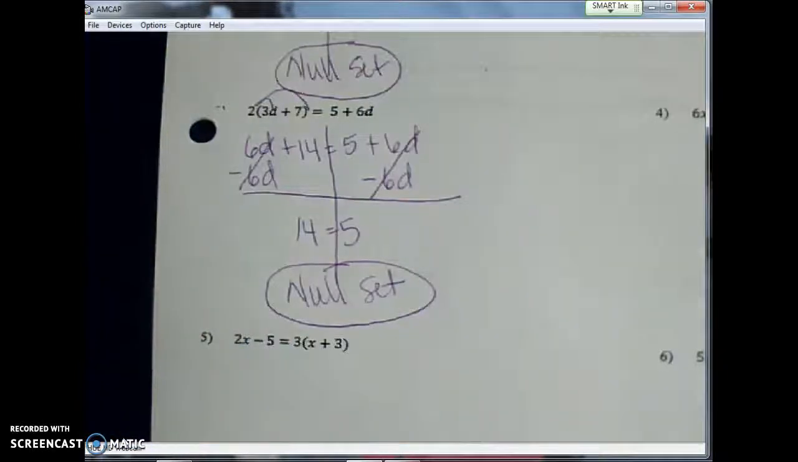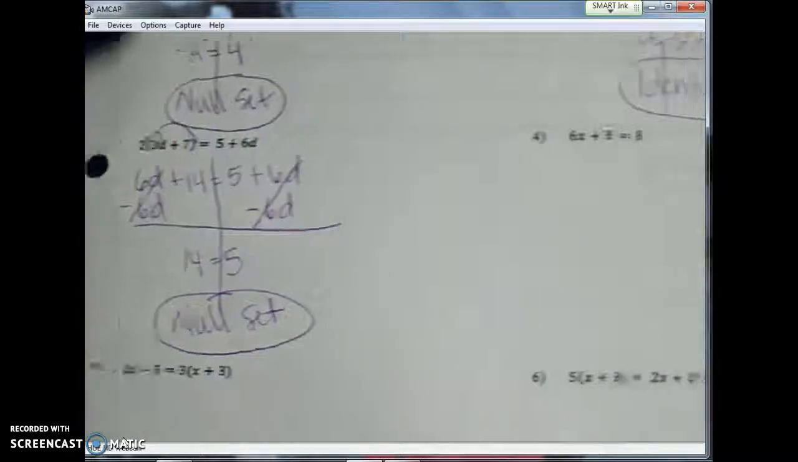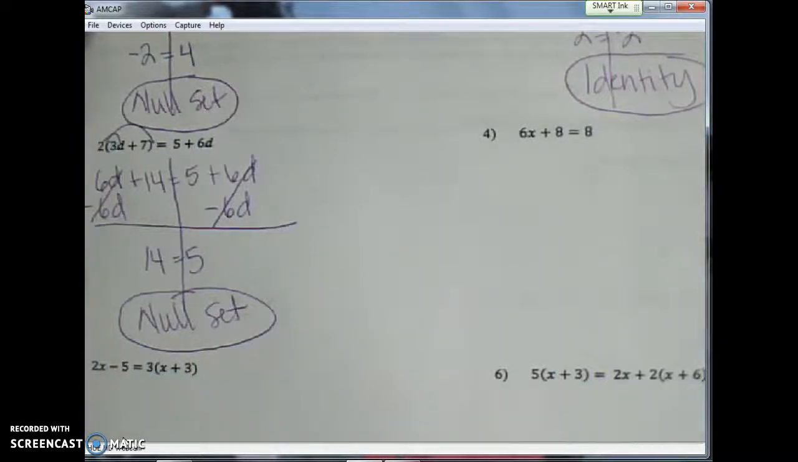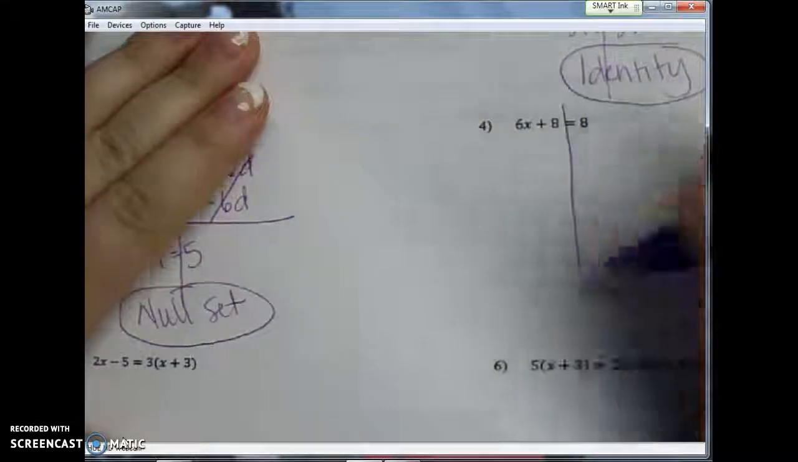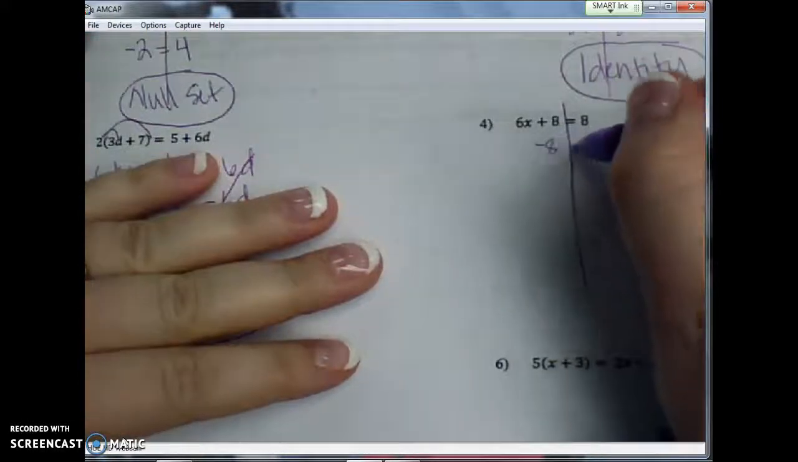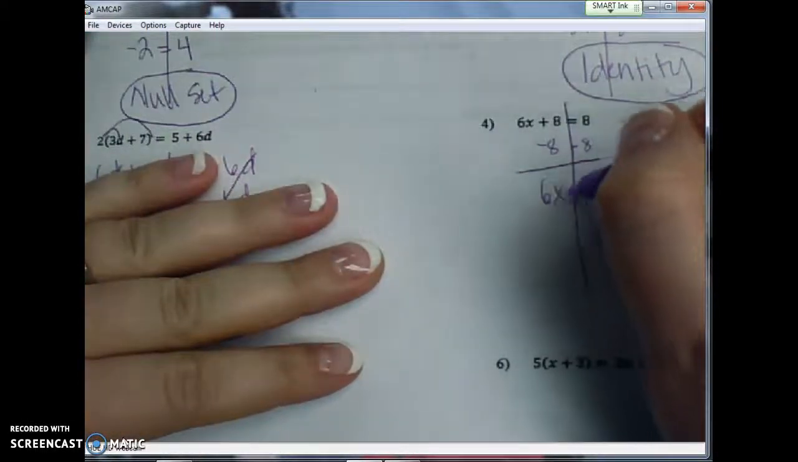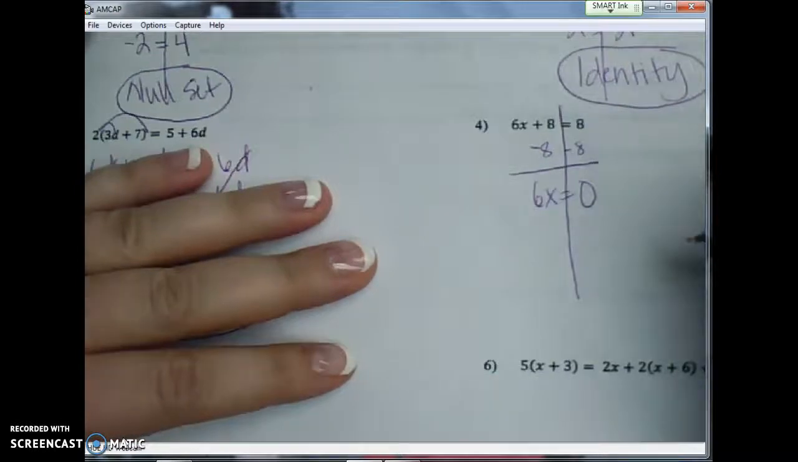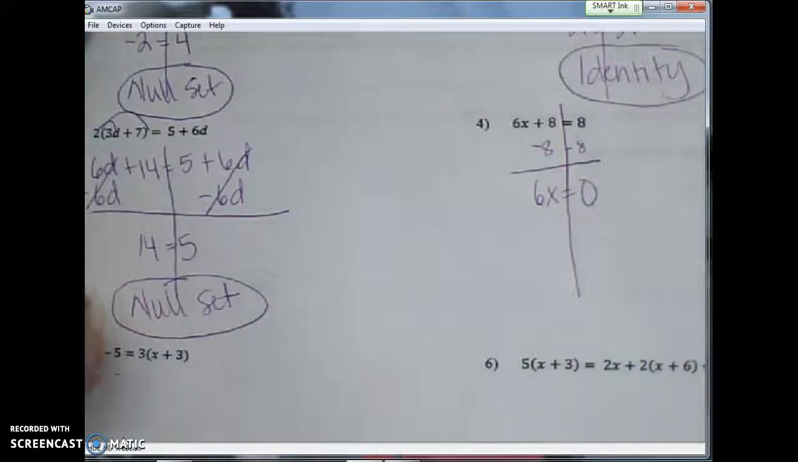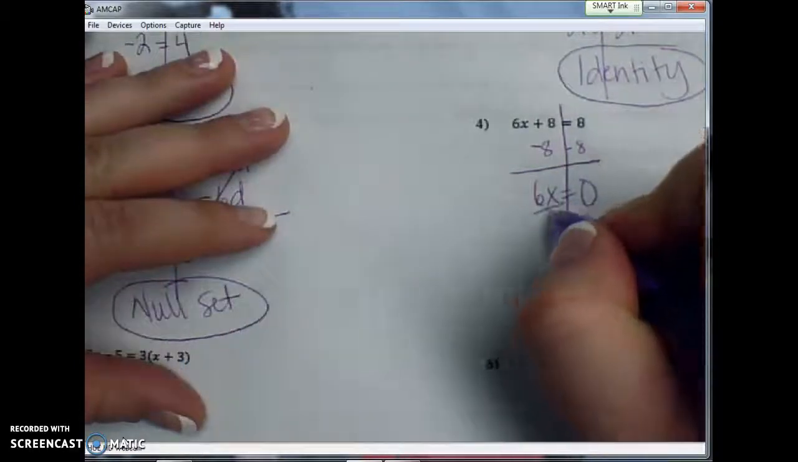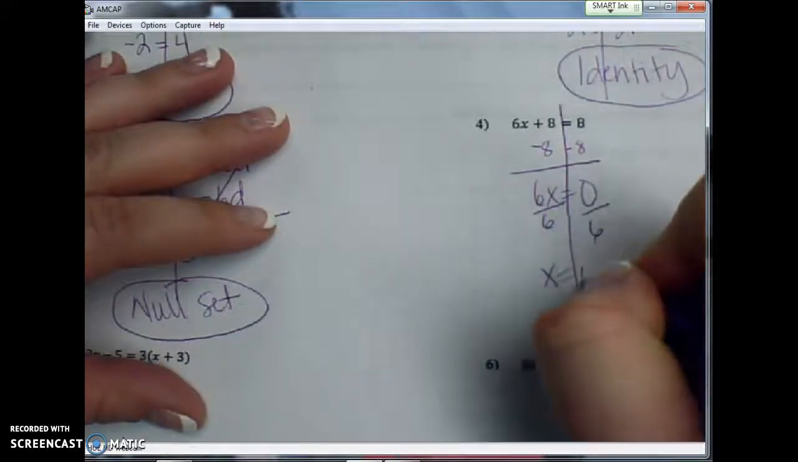Number 4, 6x plus 8 equals 8. This is just a regular two-step equation. Doesn't have to be null set or identity. I'm going to subtract my 8, so I get 6x equals 0. Now here's where I have some students go, oh, I have 0, so it's a null set or identity. No, it's not. If I divide by 6, x equals 0.